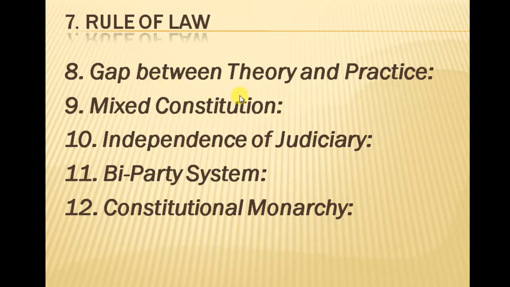Some other features are mixed constitution, rule of conventions, independence of judiciary, bi-party system, etc. And constitutional monarchy, etc. are some other features of the British Constitution.